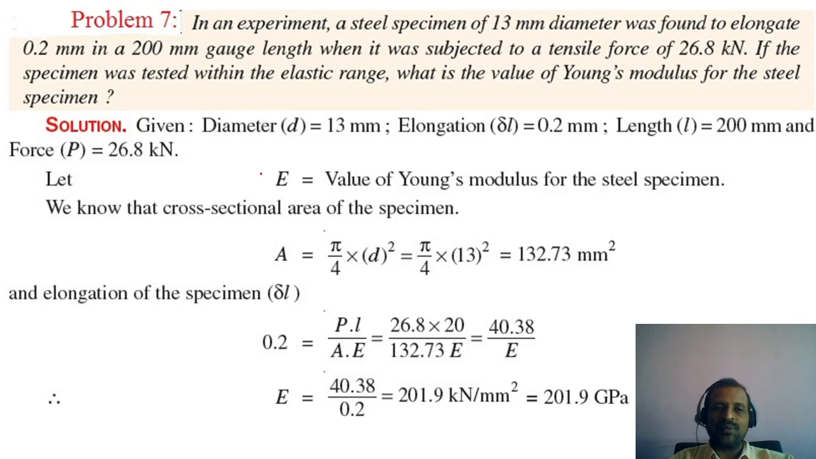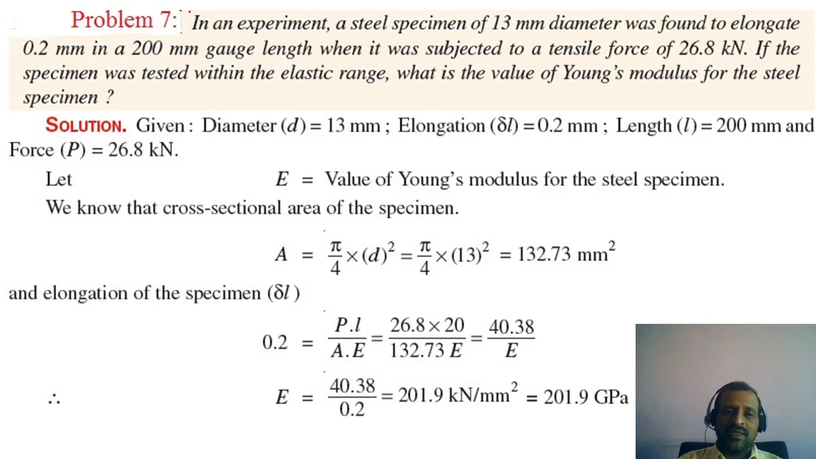We'll see the next problem. In an experiment, a steel specimen of 13 mm diameter was found to elongate 0.2 mm in a 200 mm gauge length, when it was subjected to a tensile force of 26.8 kilonewton. If the specimen was tested within the elastic range, what is the value of Young's modulus for the steel specimen? So it is again simple.